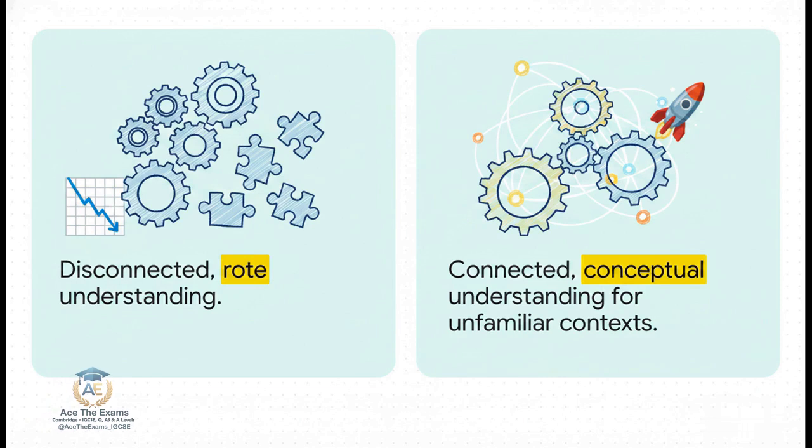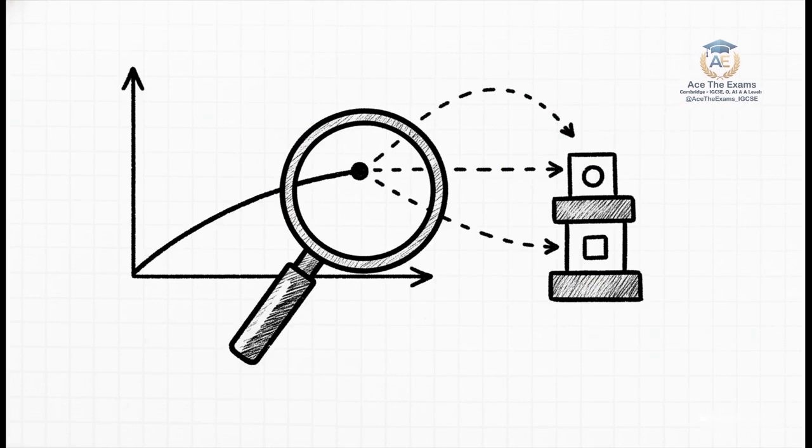On the other side of the aisle, we have counsel Sam representing the A-star grade candidate. Sam is a persuasive speaker who takes connected, conceptual understanding and transfers it to totally unfamiliar contexts. When a wild curveball shows up, Sam doesn't panic. Sam adapts.